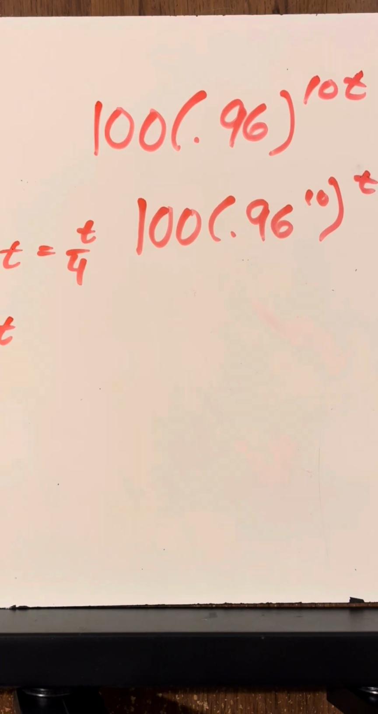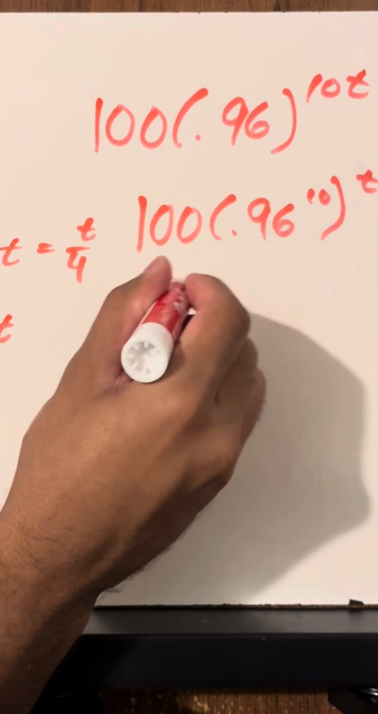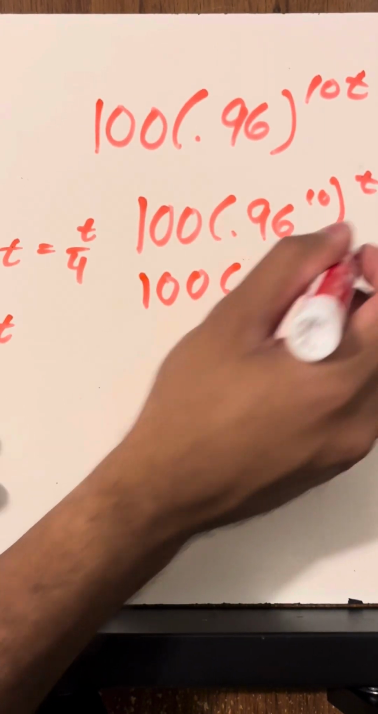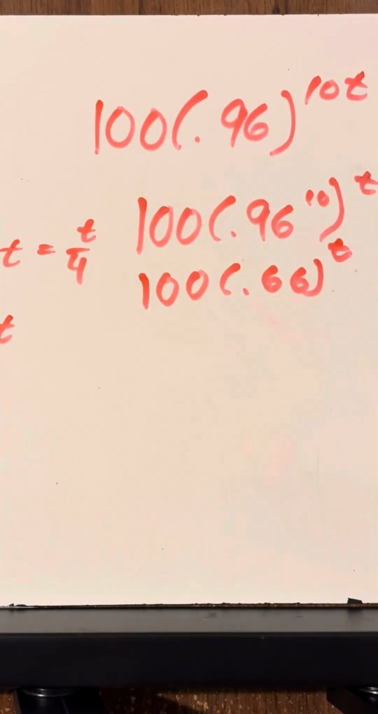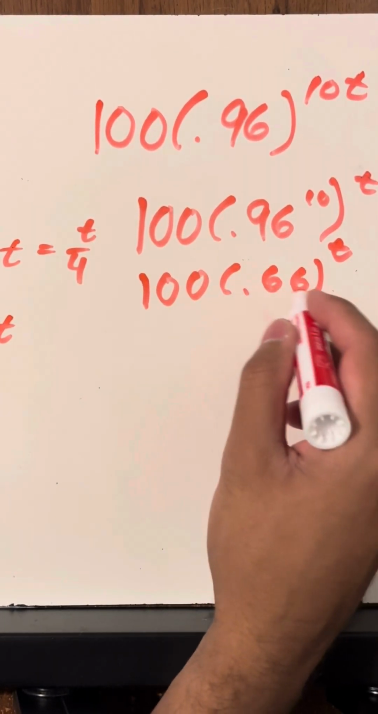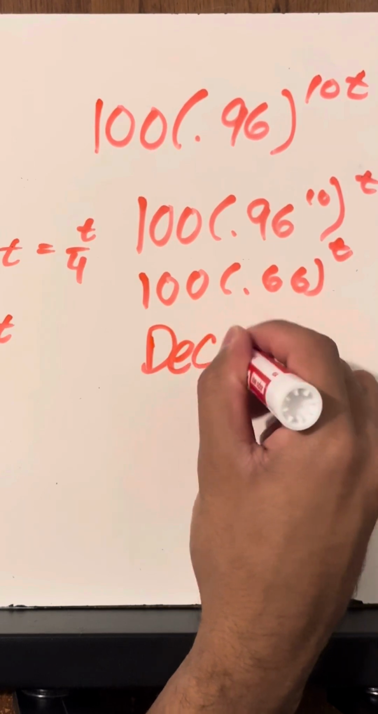0.96 to the 10 is about 0.66, so 100 times 0.66 to the t, right? So this is how you would rewrite this. And we now need to determine, is this number less than 1 or greater than 1? 0.66 is less than 1, so we say that it's exponential decay.